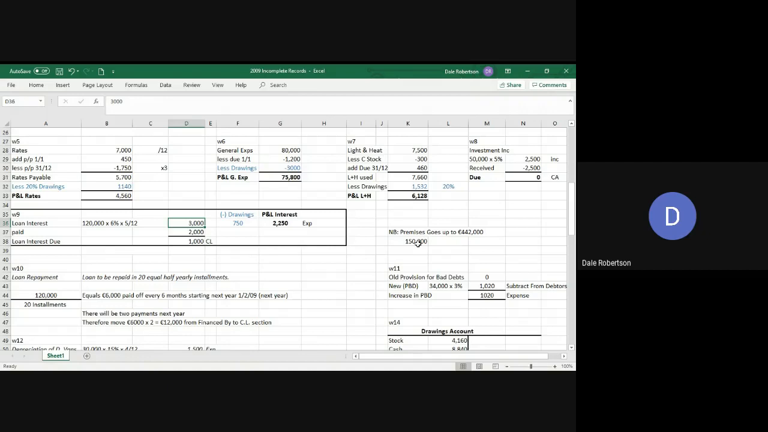Now, if you look at the bank payments, it says that we have paid 2, so therefore there is a current liability of 1,000 loan interest due to be paid. Now, this 3,000 would be your business expense, but for the fact that in paragraph 4, it says 1/4 of the interest payable should be drawings intended for private use. So therefore, you have to take a quarter off this, 25%. The business interest is actually 2,250.